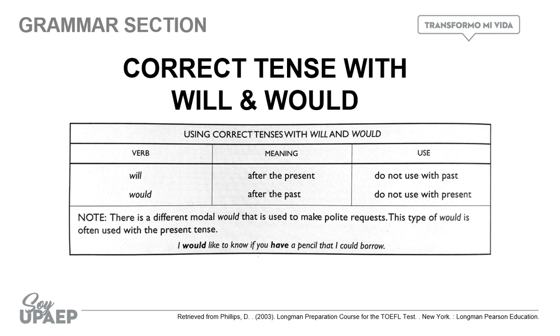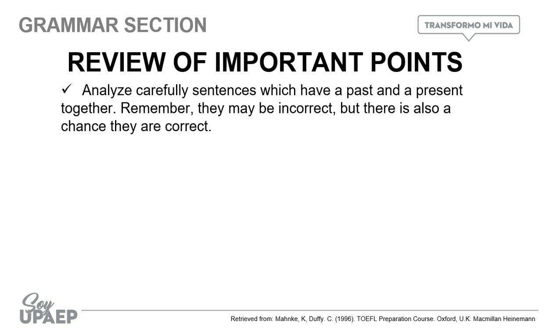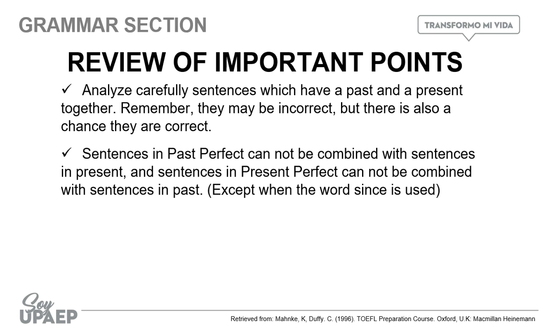Okay? So, let's review some important information. First of all, analyze carefully sentences which have a past and a present together. Remember, they may be incorrect, but there is also a chance that they are correct. Okay? Sentences in past perfect cannot be combined with sentences in present, and sentences in present perfect cannot be combined with sentences in past, except when the word since is used.